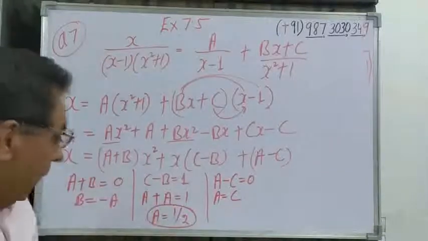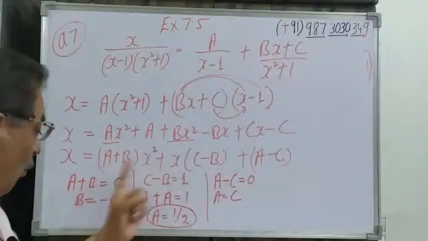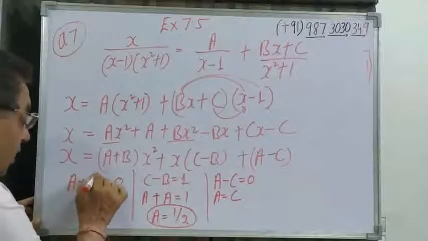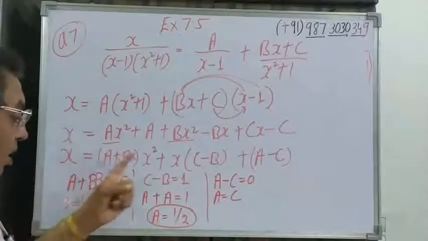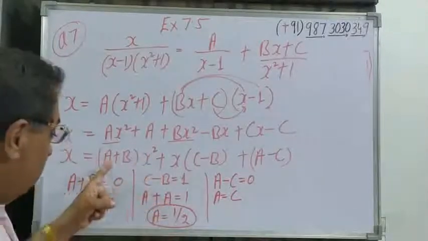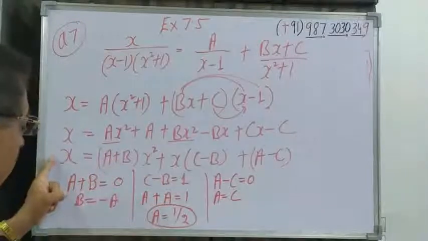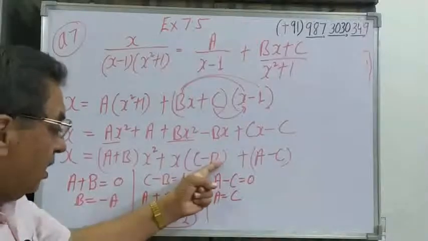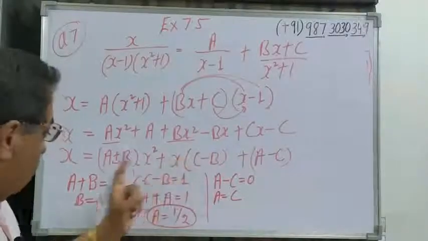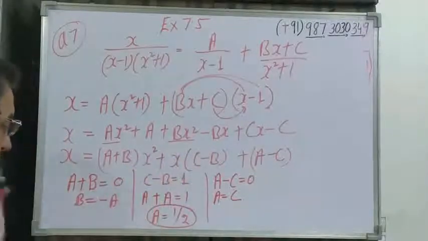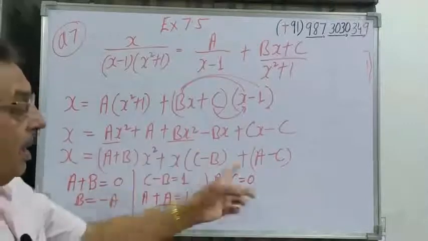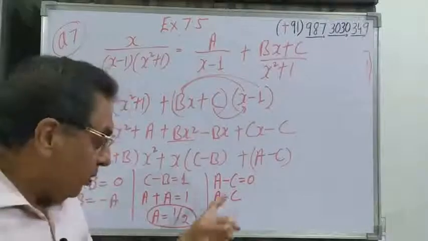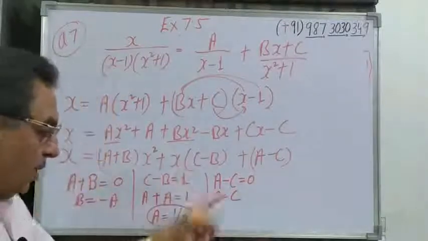Just listen again. By comparing the coefficients, we got three equations. Coefficient of x square: a plus b. Coefficient of x square on the other side is 0, so a plus b is 0, b is equal to minus a. Coefficient of x: c minus b, and here it is 1, so c minus b is equal to 1. Constant: a minus c, and on this side the constant is 0, so a is equal to c.